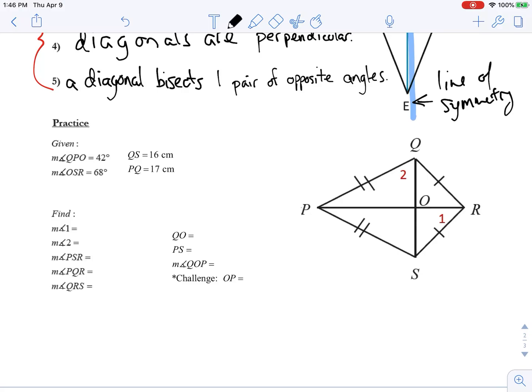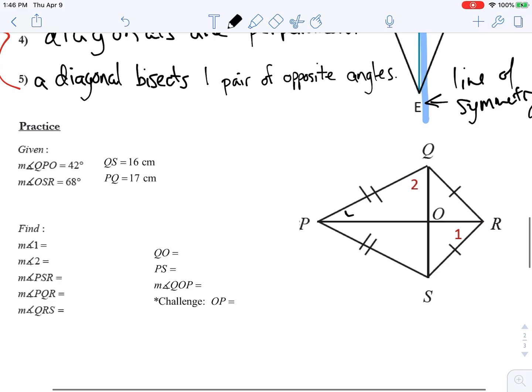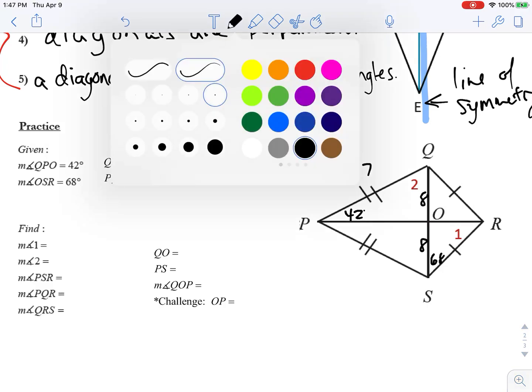So here's this picture. They tell you QPO is 42 degrees. 42 degrees is right there. OSR is 68 degrees. That's right there. QS, I'm looking for it. Oh, this diagonal is 16. I'm going to write that because that's the one that gets cut in half. I'm going to write that as 8 and 8. And then PQ, this side is 17. There's a lot going on here. So let's first add some facts.